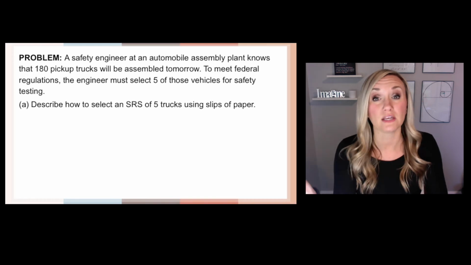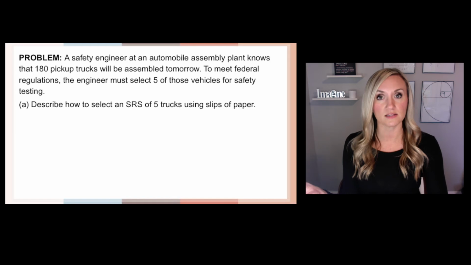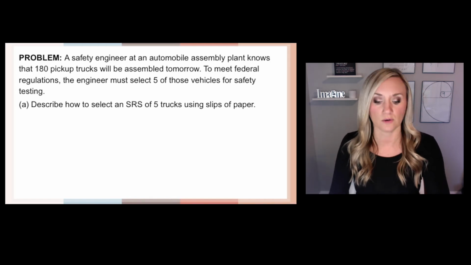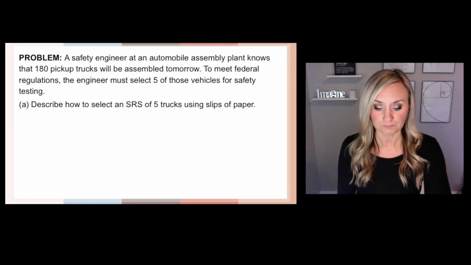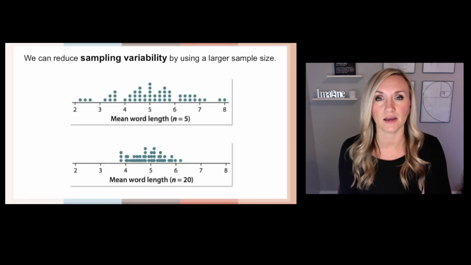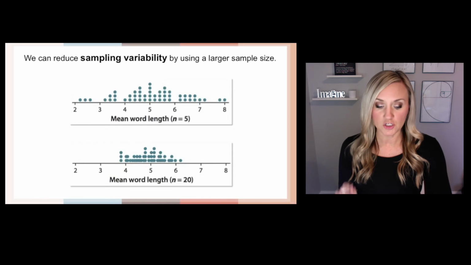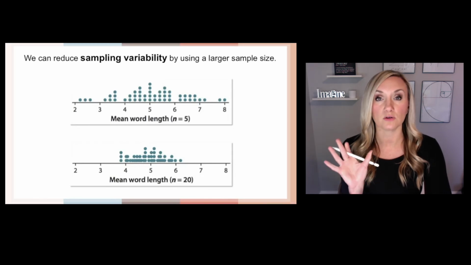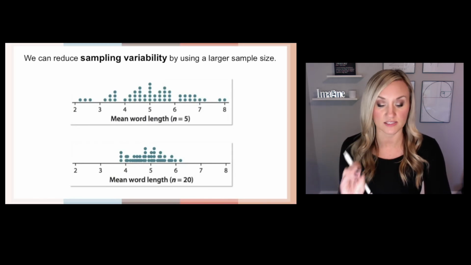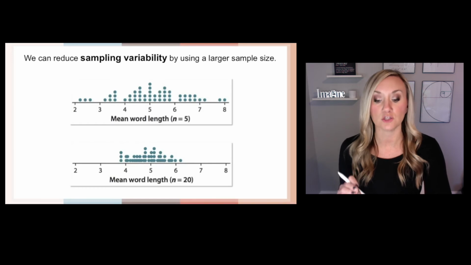Essentially, we would like to check every single truck, right? We would like a census. We would like to check all of them for safety testing, but 5 just seems really low to me. And so let me show you something that we can do to reduce the sampling variability: using a larger sample size.